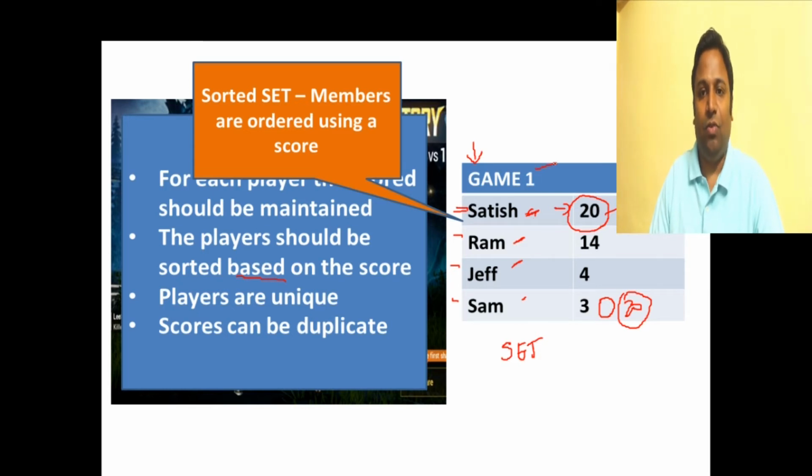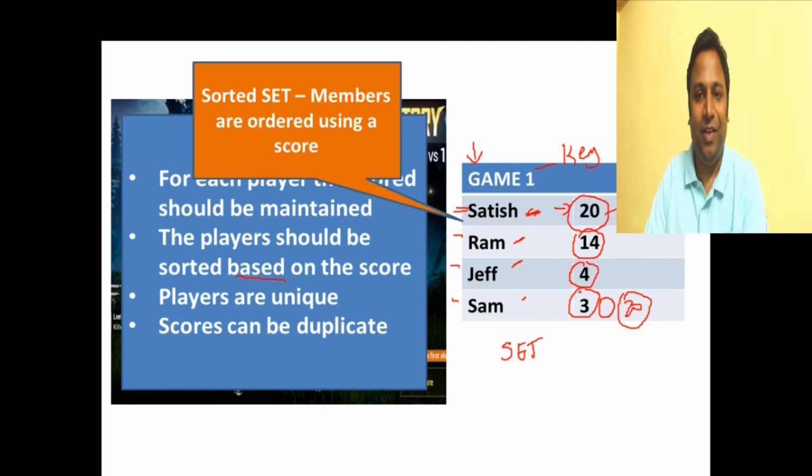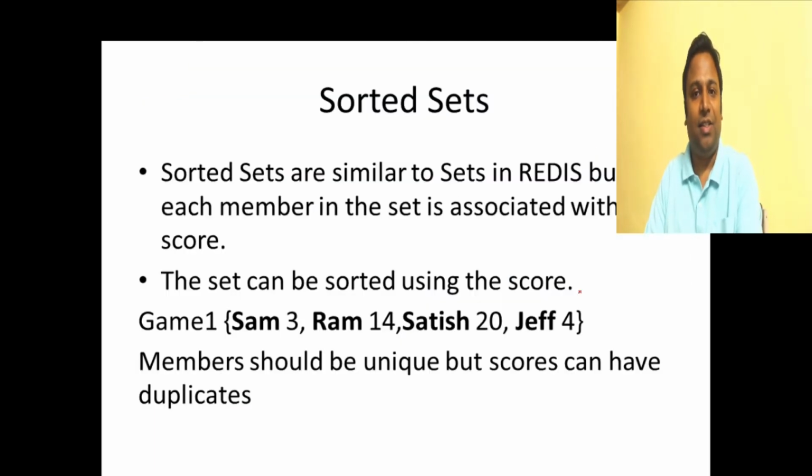So we have a name, or we call this the key. What is the key here? Game one is the key. Who are the members of the set? Satish, Ram, Jeff, and Sam are the members of the set. And when it is a sorted set, every member will be associated with a score. And why do we say it's a sorted set? Because we'll be sorting the members using the score. This will be very easy for people who play PUBG to understand. Anyway, let's not deviate, let's go further, and let's dive into the definition of sorted sets.